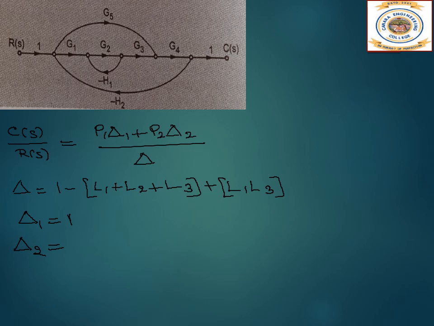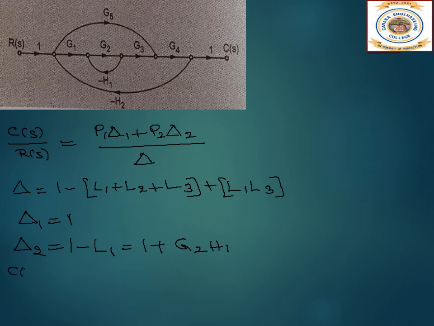So here I have to write this as 1 minus L1. So it is 1 minus, that is plus, minus G2H1, so it will become plus G2H1. So this is delta 2. Here for delta, I can substitute L1, L2, L3, or in the finally in the expression you can substitute.